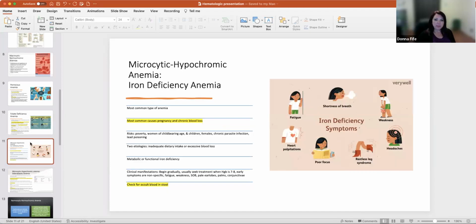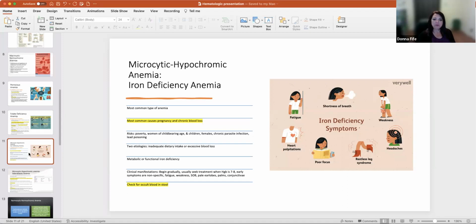Microcytic hypochromic anemia, or iron deficiency anemia. This is the most common type of anemia. Most common causes are pregnancy or chronic blood loss. Risk factors for this type of anemia include poverty, women of childbearing age, children, females, chronic parasitic infection, and lead poisoning. Two etiologies: it could be either an inadequate dietary intake or excessive blood loss.